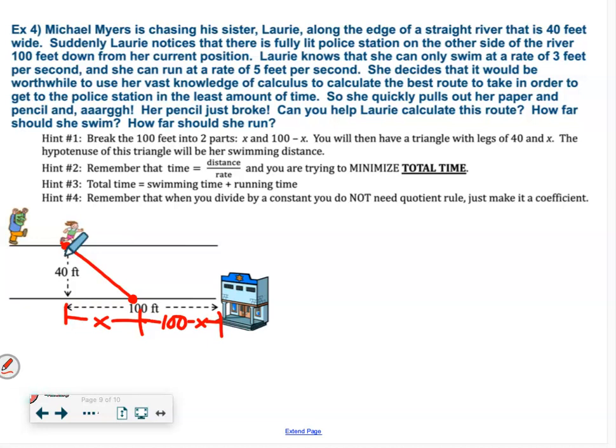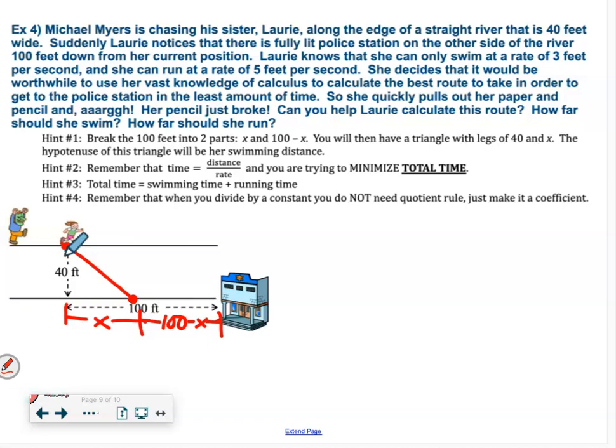If you think about it, whatever we solve for, if X is 0, that means she's going to swim straight across and then run the 100 feet. If X is 100, it means she's going to swim directly to the police station. If X is something in between, it means she's going to swim somewhere in between, right? So the whole point is if we find X, we're set.